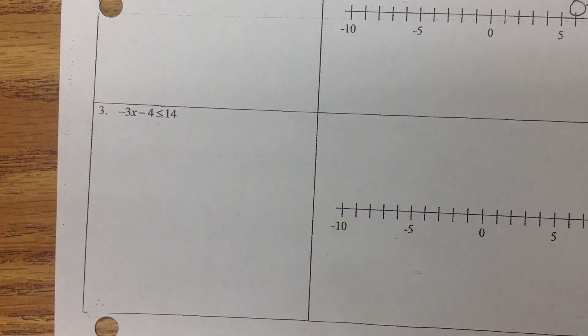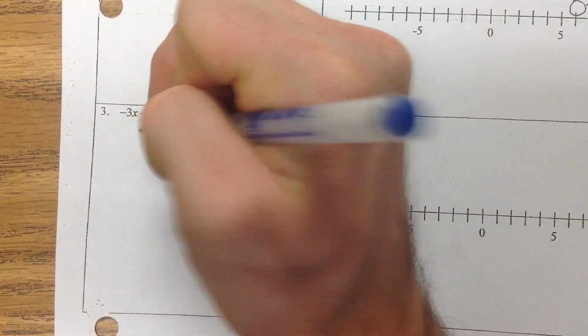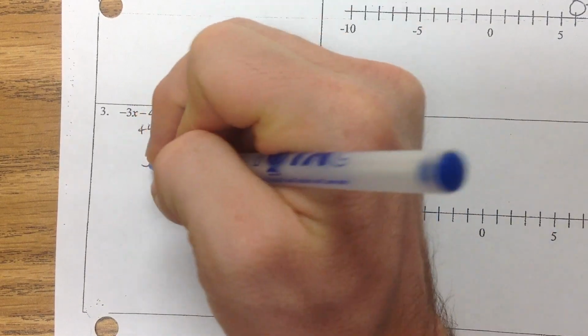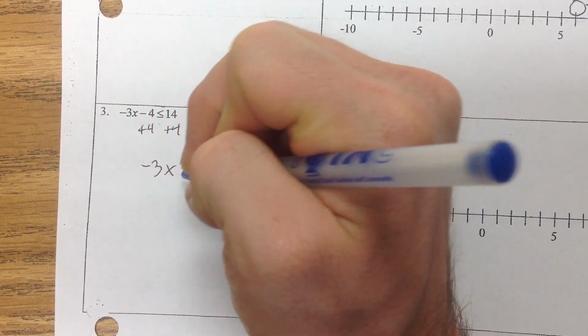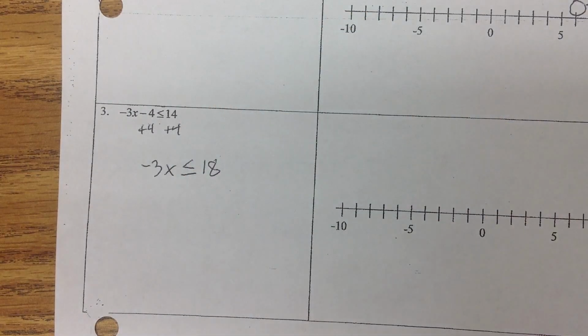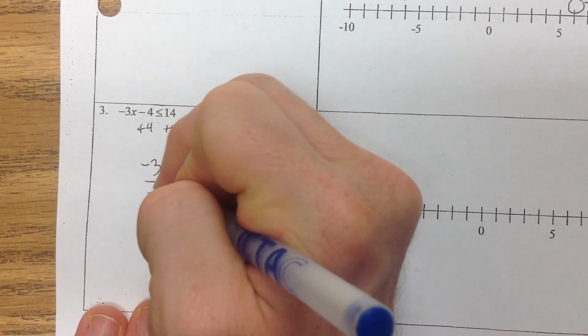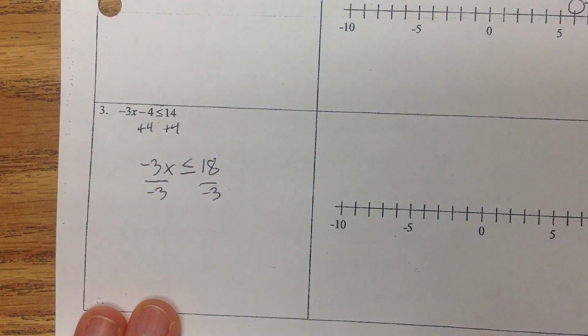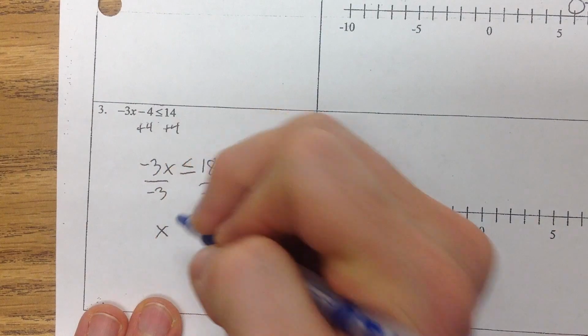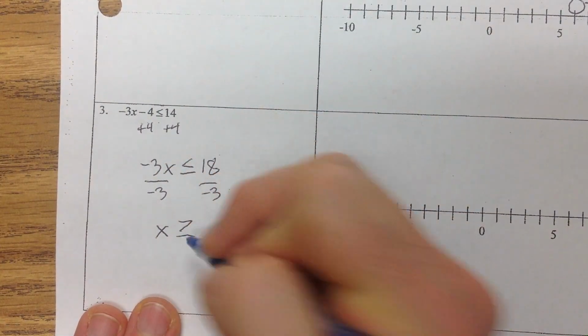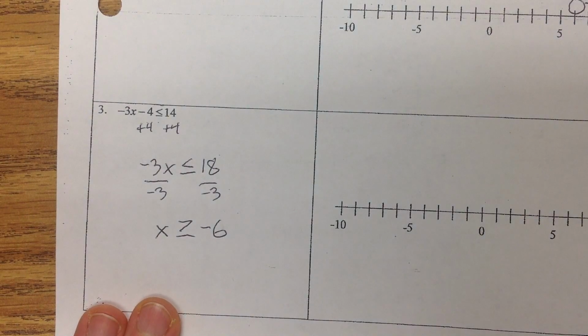Right, if we look at number 3 here, we have negative 3x minus 4 is less than or equal to 14. Remember, it looks kind of like an L, so that's our less than. If we solve this, we're going to add 4 to both sides. We end up with negative 3x is less than or equal to 18. We're going to divide by negative 3. So there's that dividing by a negative again. That's going to switch from a less than or equal to a greater than or equal to negative 6. So we're left with x is greater than or equal to negative 6.